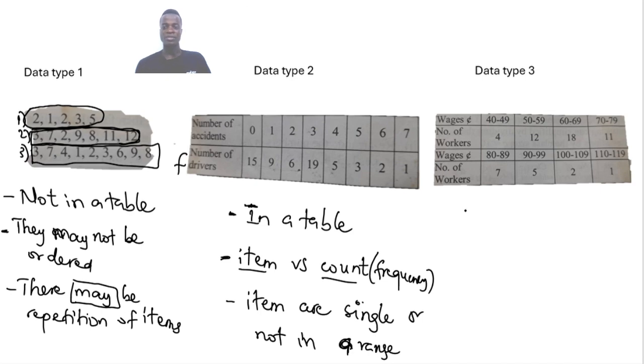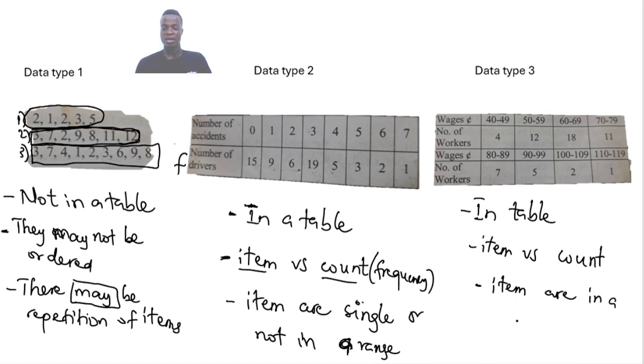For data type 3, what happens? Yes, it's in a table, and the data is in the table. Then what do we have again? Still we have item against count, which is the frequency. And the only difference here is the items are in a range. The items are in a range.